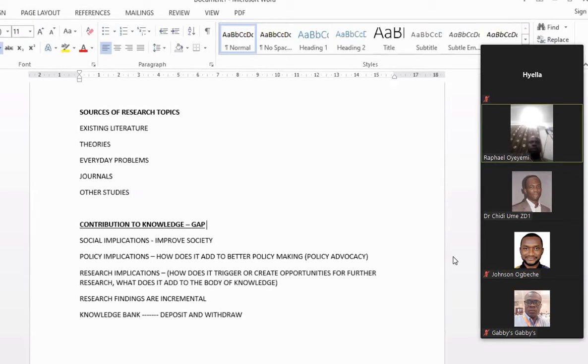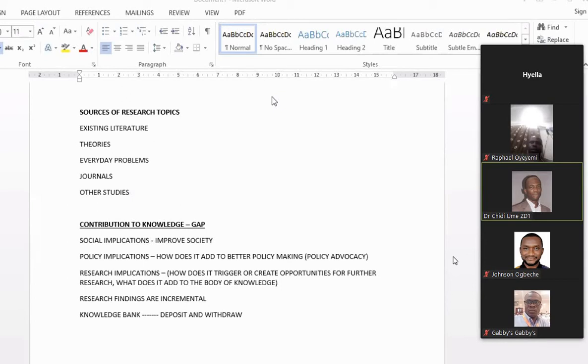Or what does it add to the existing body of literature? How does it add to the existing body of literature? So it's not just enough to select a topic.